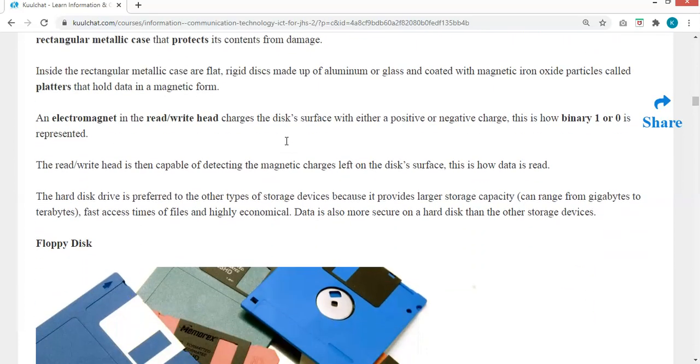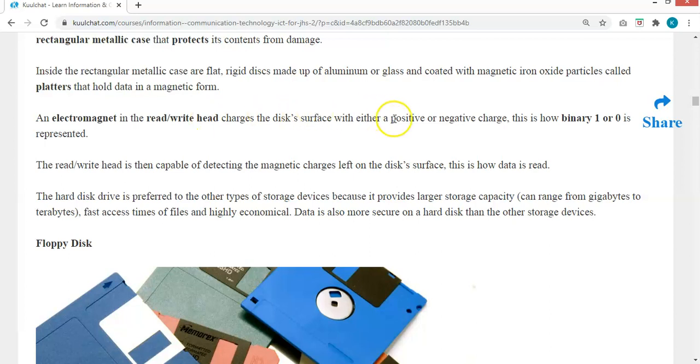So inside the rectangular metallic case are flat rigid discs made up of aluminum or glass and coated with magnetic iron peroxide particles called the platters that hold data in a magnetic form. Okay, so the platters hold data in a magnetic form. Then we have the electromagnets in the read or write head. So this read and write head charges the disk, either gives it a charge or no charge. So either a positive or negative charge.